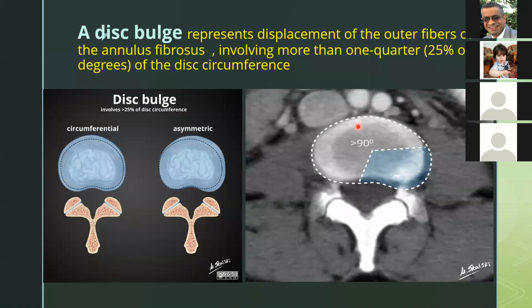A disc bulge represents the displacement of the outer fibers of the annulus fibrosus, involving more than 1/4, 25%, or 90-degree angulation of the disc circumference. Disc bulge involving more than 25% of the disc circumference is either circumferential or asymmetric.